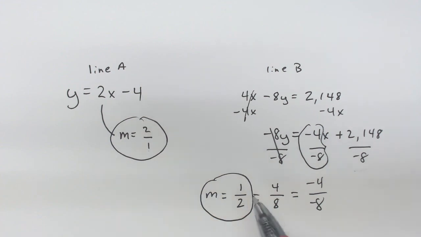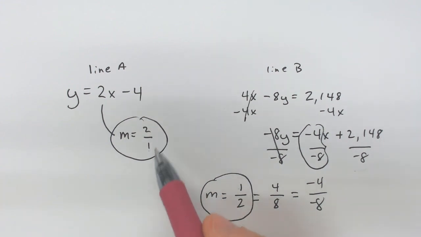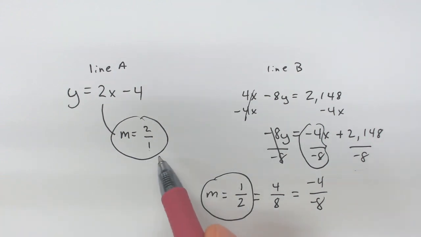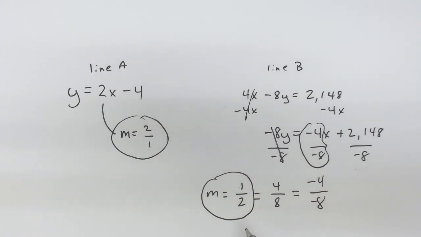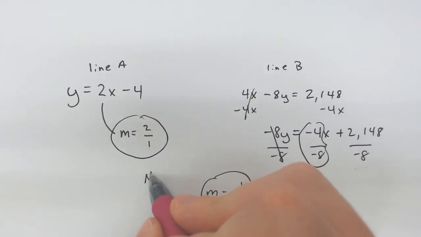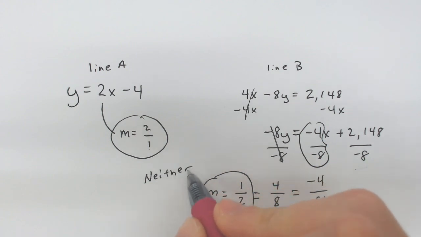We had 2 over 1, and here we have 1 over 2, so they flipped. Did they switch the sign? No, they didn't. Both of these are positive, so we flipped the fraction, yes, 2 over 1 flipped, the 2 became on the bottom, the 1 became on the top, but we didn't switch the sign, and these are not identical. If they're not identical, they're not parallel. This is neither parallel or perpendicular.